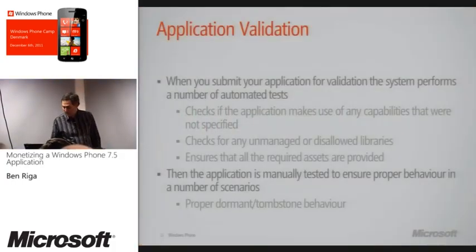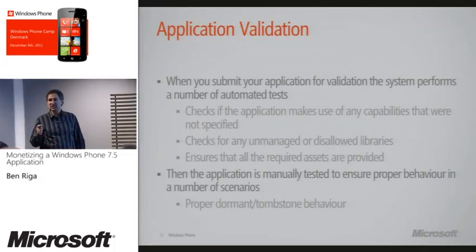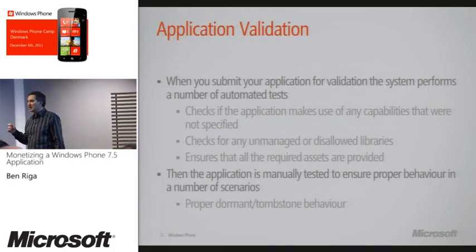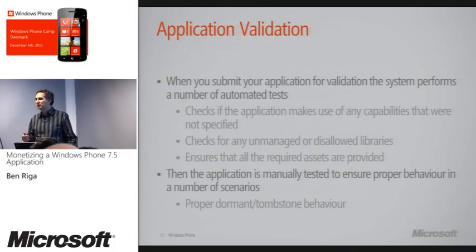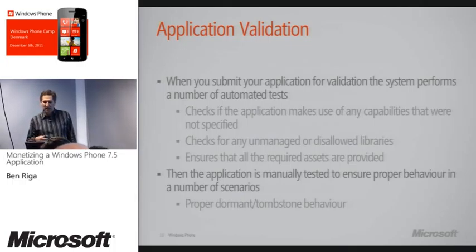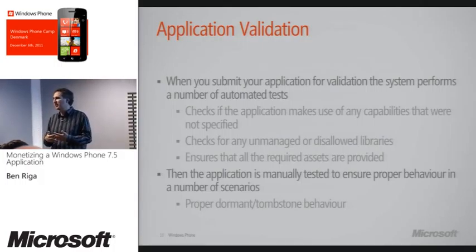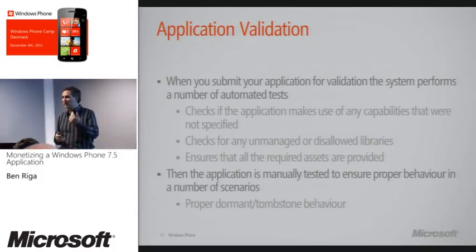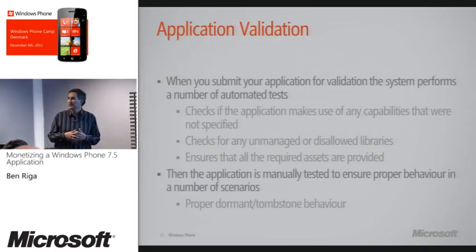So anyway, let's talk about marketplace submission. When you submit your application for validation, the system first performs a whole slew of automated tests. So that allows you to get a quick review telling you if you are missing certain things like screenshots or what have you. Lots of very simple things get tested right away, so you get a quick answer. And then once that's done, there is manual testing that happens related to that. And that's what takes a little bit longer. Yes?